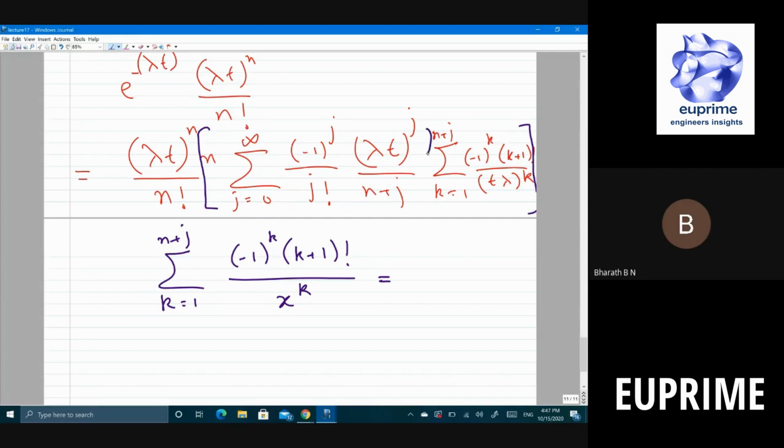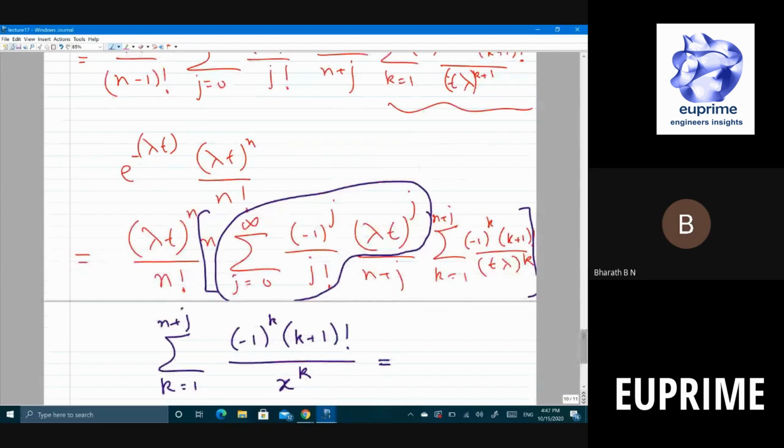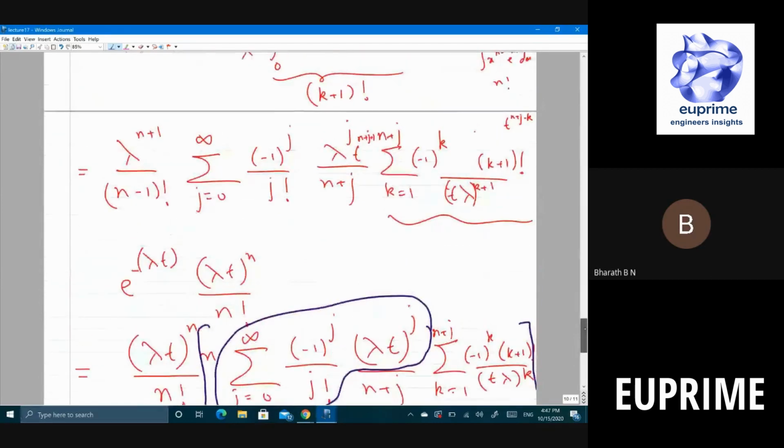So this thing, right? Yes, sir. This thing. So basically, we have to eliminate the remaining two. That is 1 over n plus j, n over n plus j summation. This should basically be 1 or something, right? Yes, sir. But why did we get k plus 1 factorial? I'm just worried about this k plus 1 factorial, that's all. Why did we get k plus 1 factorial?